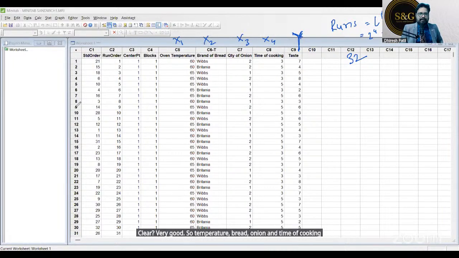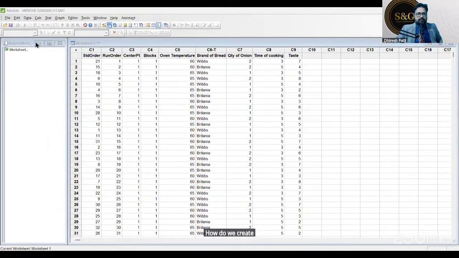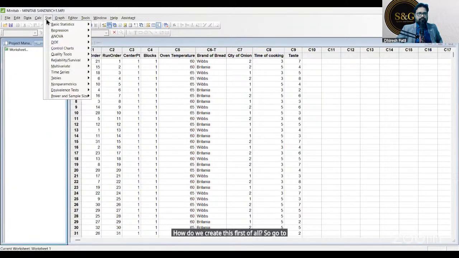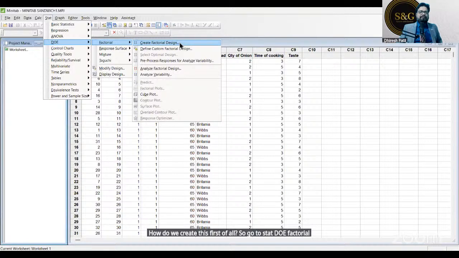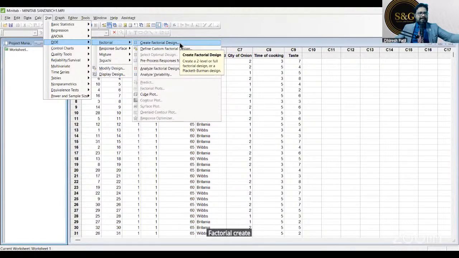So let's do one thing. How do we create this, first of all? Go to Stat, DOE, Factorial, Create Factorial Design. Just follow this path, please. Stat, DOE, Factorial, Create Factorial Design.